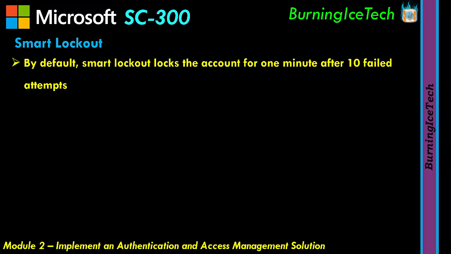So by default, guys, smart lockout locks the account for 1 minute after the user gets their password wrong 10 times. Now, I know that sounds ridiculous. I would have personally preferred that to be 3 failed attempts by default, but unfortunately, the default here, guys, is 10. Make a note of that. It's a question in the exam pool. I can't guarantee that you will get it. Some of you guys might get it. Some of you guys might not get it.